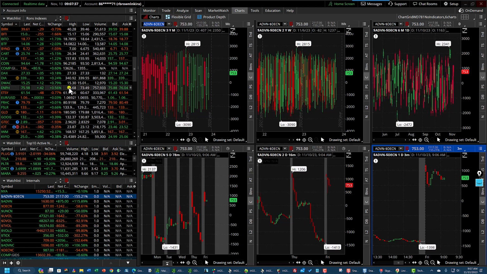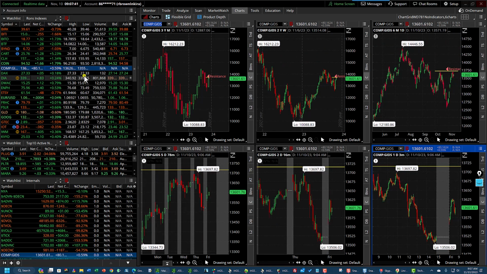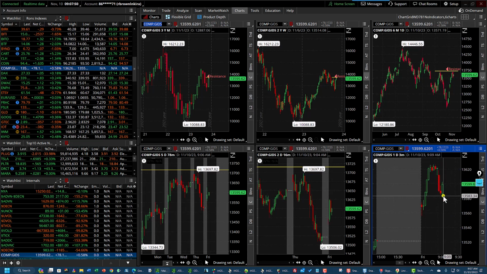The futures, the NASDAQ futures have come down. Let's look at the comp. You can see it's at up 80 now. It was up quite a bit higher. It's pulled back. But now buyers are starting to come in again. So it's a pretty strong market today, but we'll see how it closes.